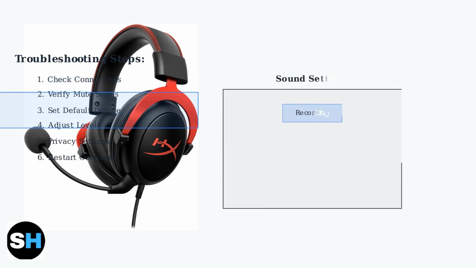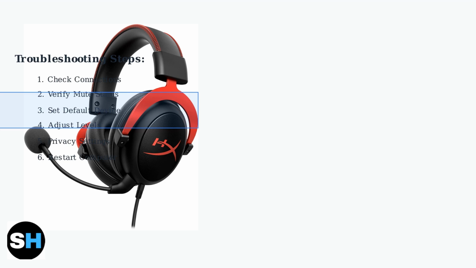Now we'll configure Windows sound settings. Right-click the volume icon in your taskbar and select Sound Settings. This opens the audio control panel where we can set up your microphone properly.